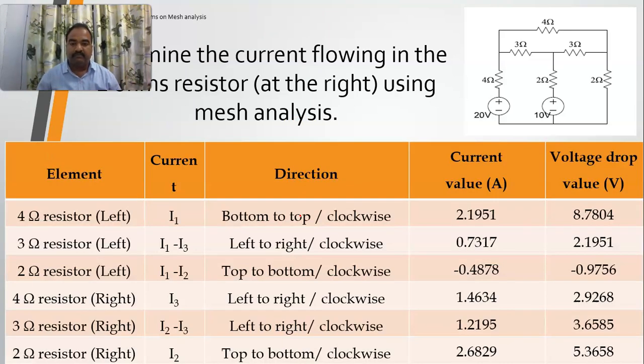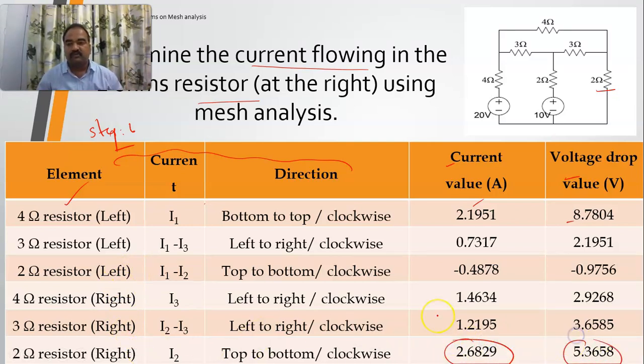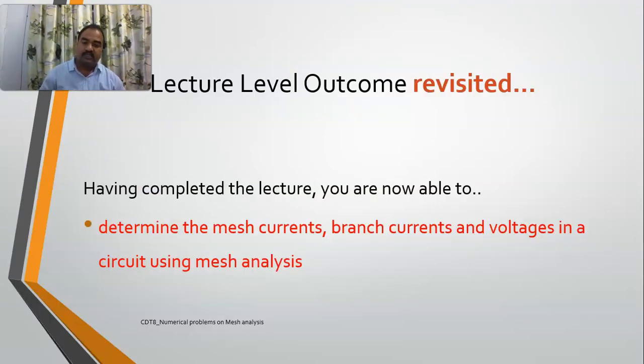Once you get them, I have already told you in step number 6, this is step number 6. Up to these three rows we have already written in step number 3, right? What additionally I am doing is writing down the current value and voltage value. How to determine the voltage value? Current into the resistance. So now he is asking to determine the current flowing in the 2 ohms resistor, right? In the 2 ohms resistor on the right, the current flowing is 2.6829, and this is the voltage drop across it. Understood? So with mesh analysis, you can determine the mesh currents, branch currents, and voltages across different elements.